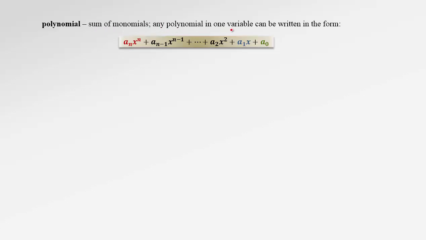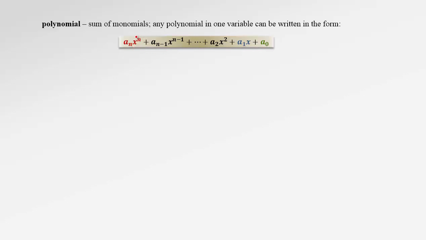Any polynomial in one variable can be written in the form a_n x to the n plus a_(n minus 1) x to the n minus 1, and so on, until we get a_2 x squared plus a_1 x plus a_0. Since generally we don't know how many terms a polynomial may have, that's why this formula is written in a form that will cover any number of terms.